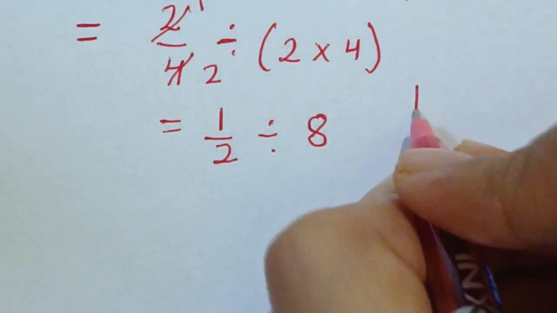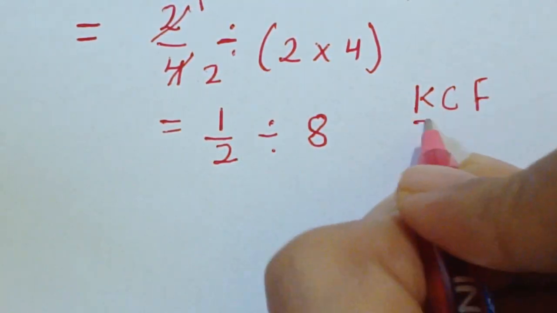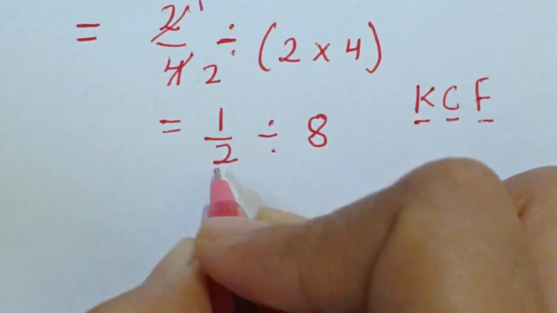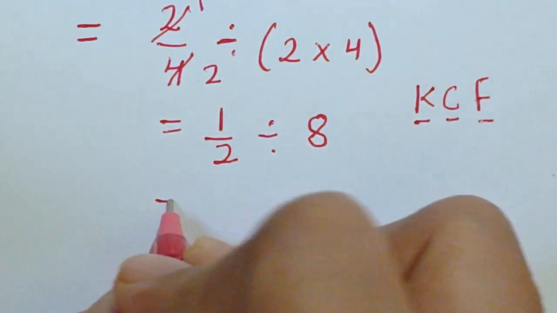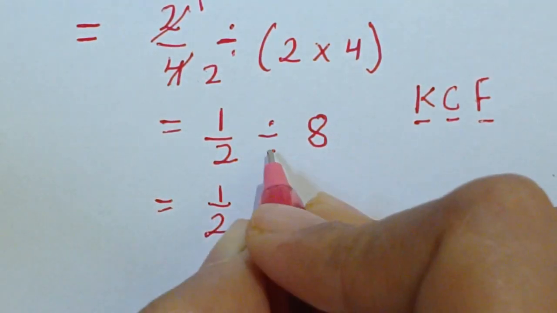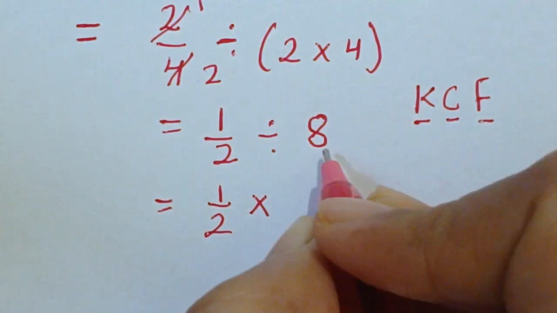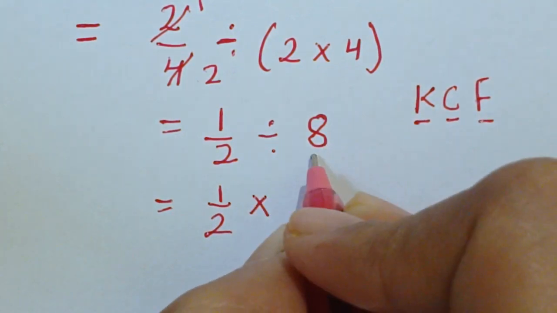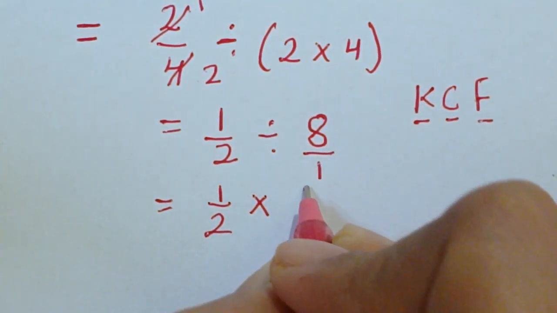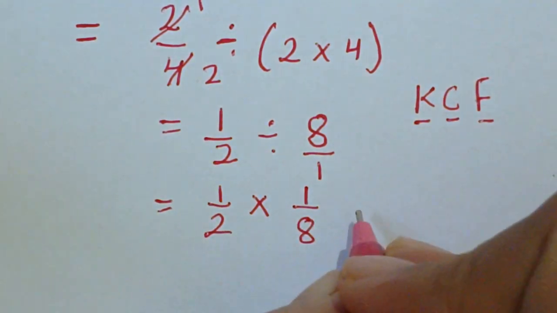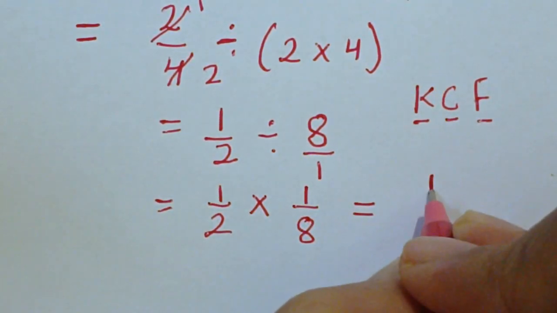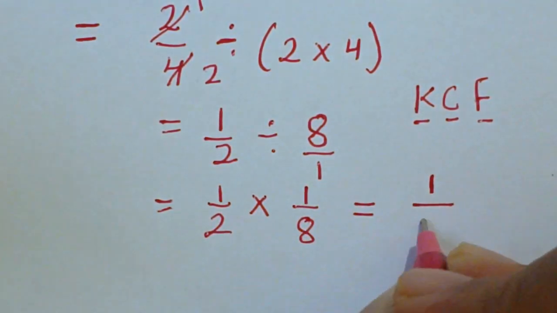Now here you know the KCF rule, which is keep, change, flip. In this, keep the first fraction as it is. Change this division into multiplication and flip this fraction, meaning 8 by 1 is there. So here 1 by 8. So the final value is 1 by 16.